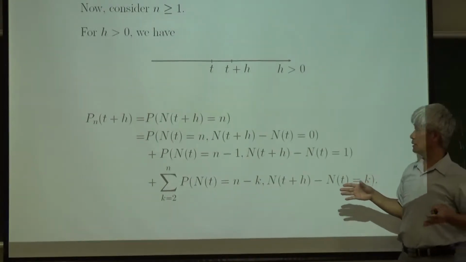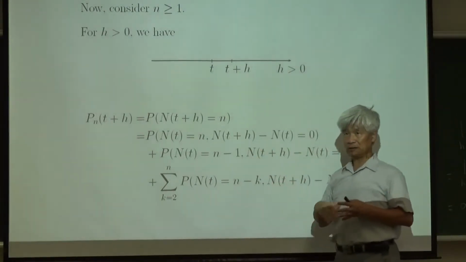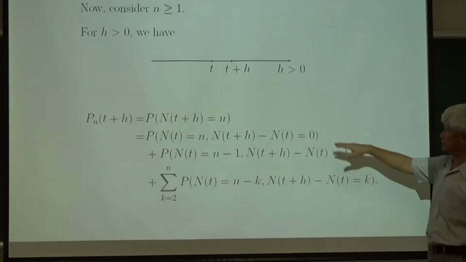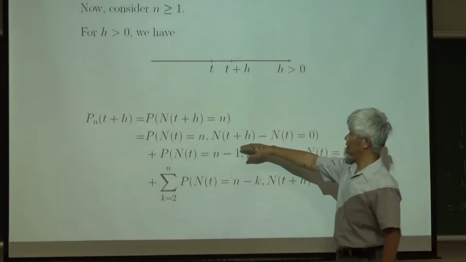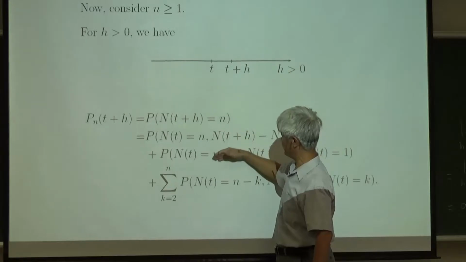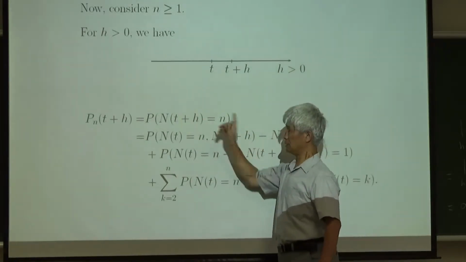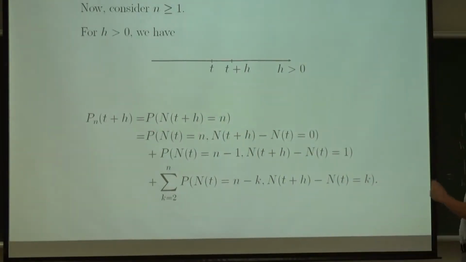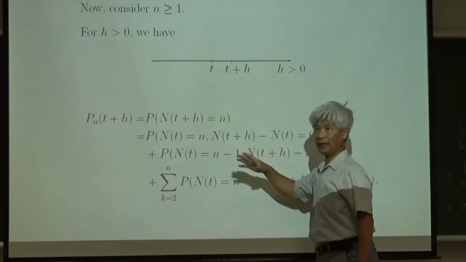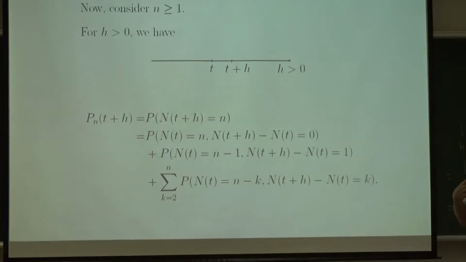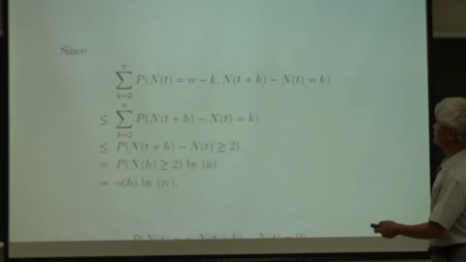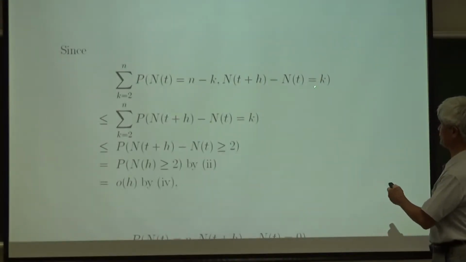Alright, so by using countable additivity of the probability measure, we just add the probability of each individual event up, and we get the probability of this original event. Any problem? Okay, that is obvious. And again we can apply the assumption of independent increments. Now we estimate this one.